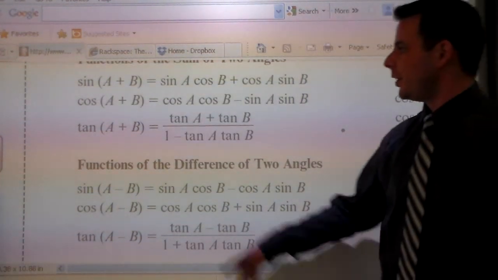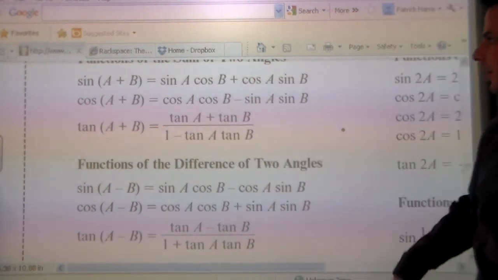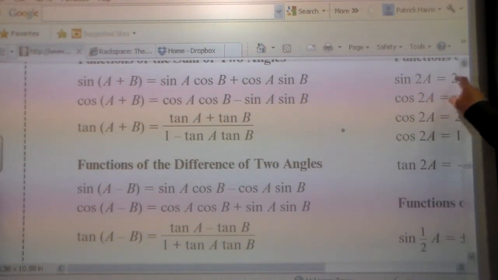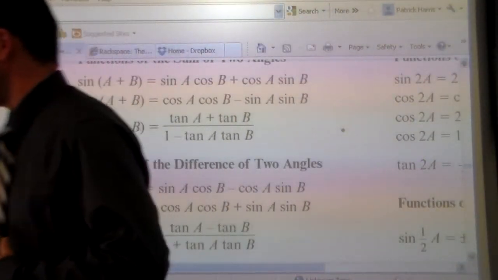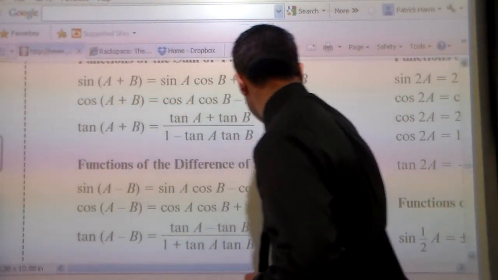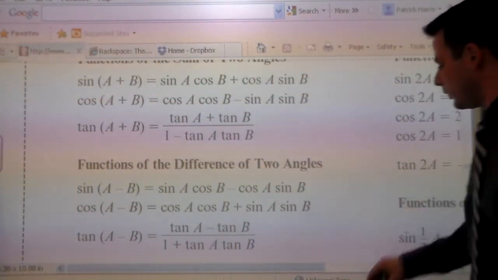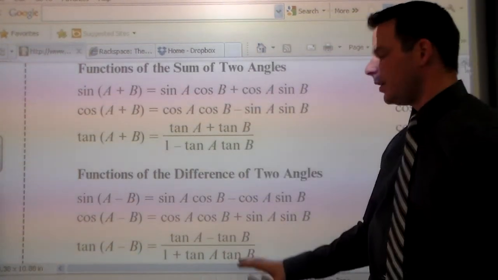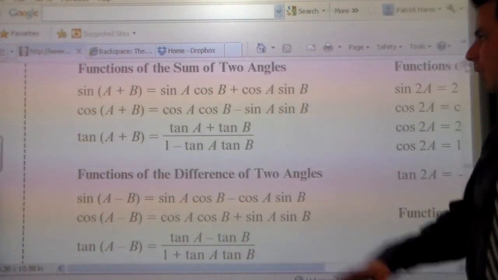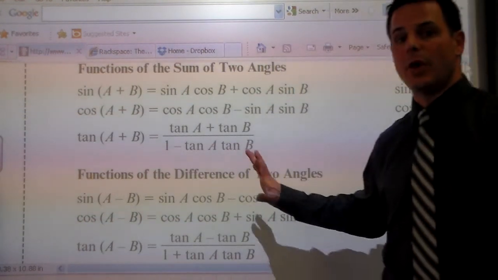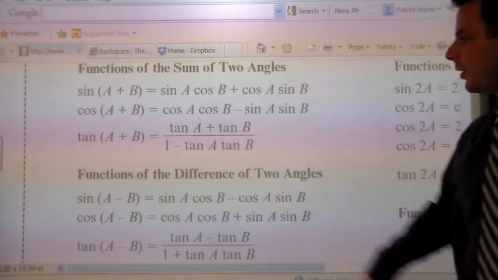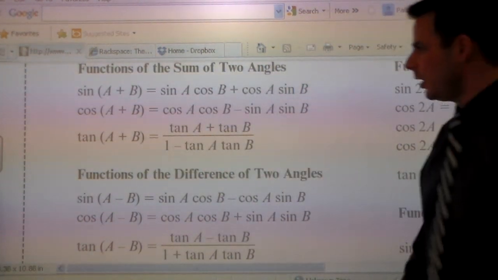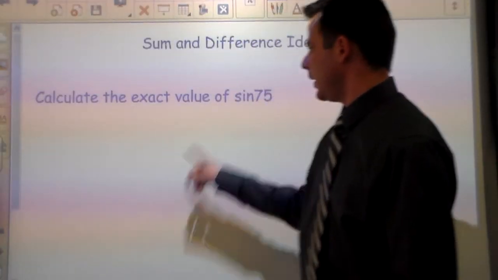So take a moment, pause the video, jot these identities down. These are the functions of the sum of two angles and the functions of the difference of two angles. So just take a moment and jot these things down so you can refer to them. Again, these are identities that are given to you on the Regents exam, so there's no reason to memorize them. You just need to know how to apply them. So let's jot these things down and then we're going to apply them in this fashion.